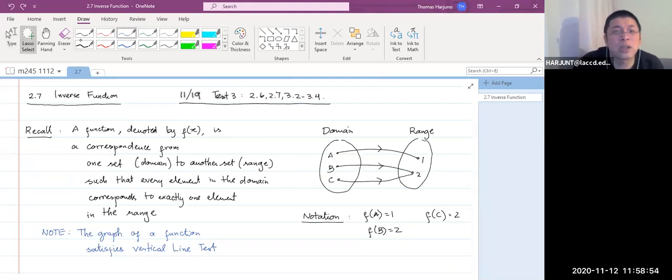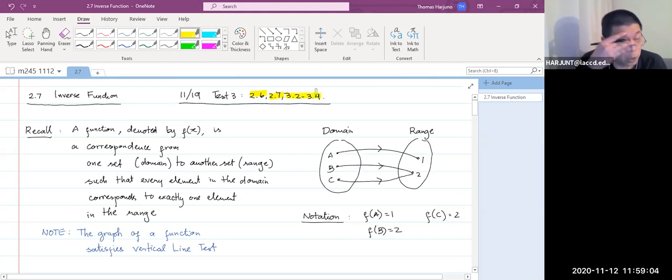Your test three, which is next Thursday, covers 2.6 composition of functions, 2.7 inverse functions, and then 3.2 to 3.4, the polynomials. And you can study from my old test three already.